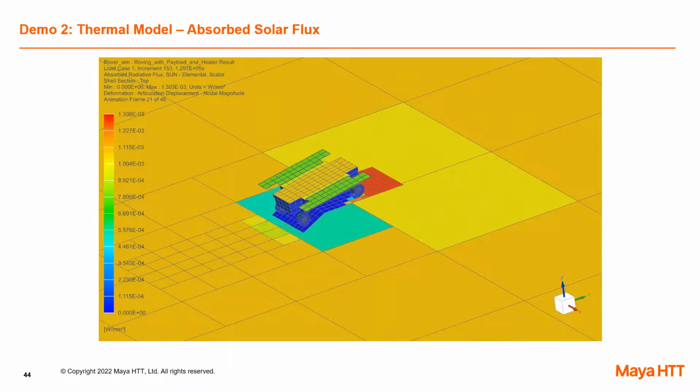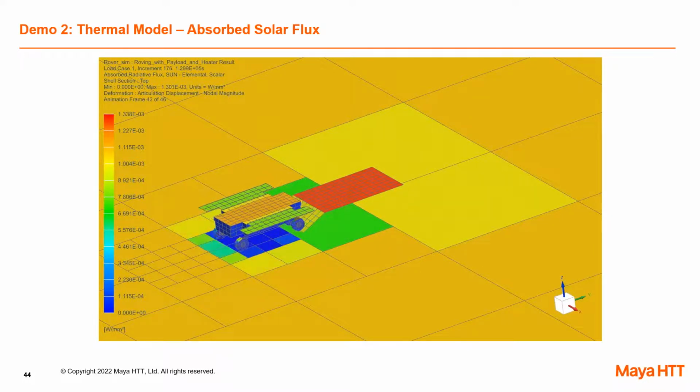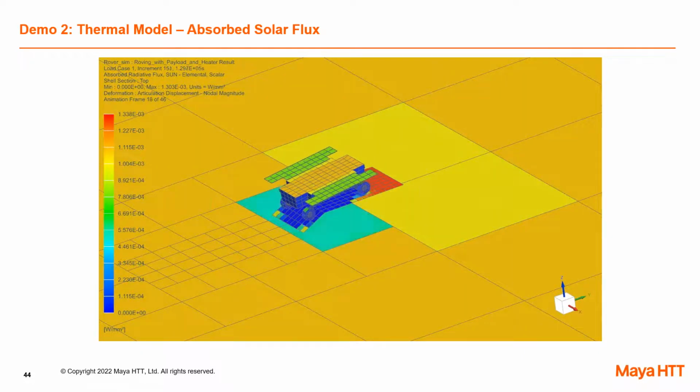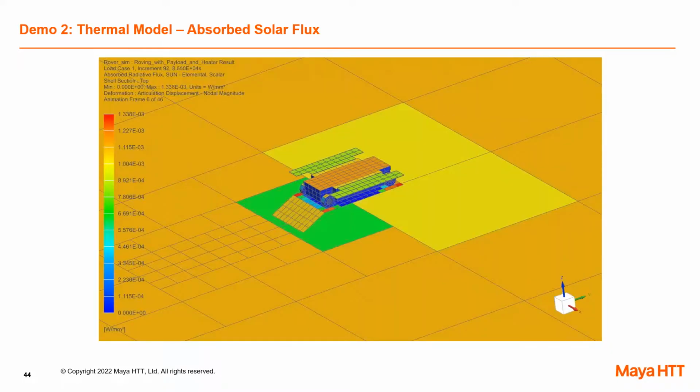And next we have an animated contour of absorbed solar flux, where we can see the articulation of the rover with the wheels being deployed and the rover moving off the landing platform. Notice the absorbed solar flux contours show appropriate shadowing as the rover is moving.